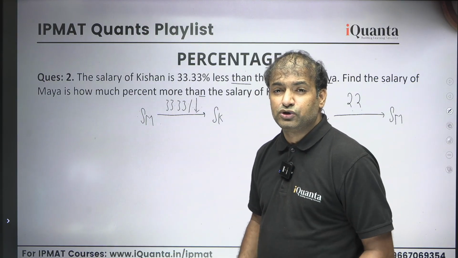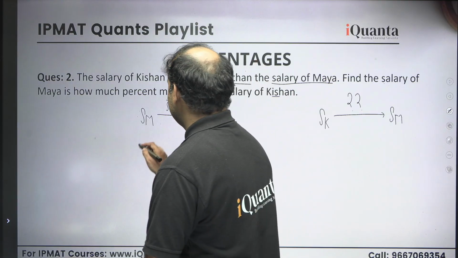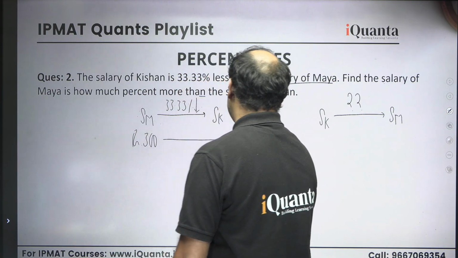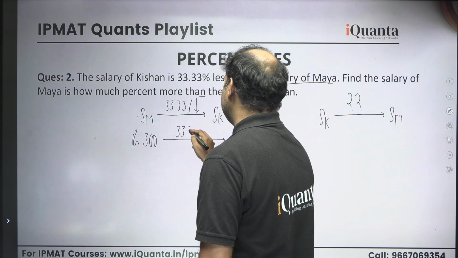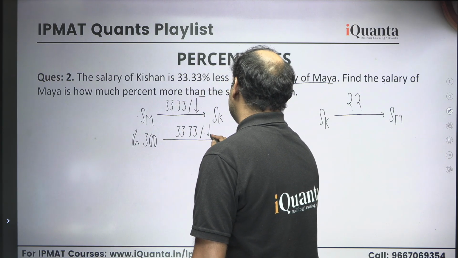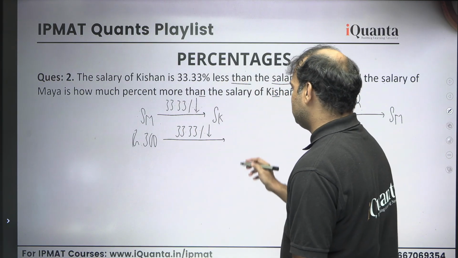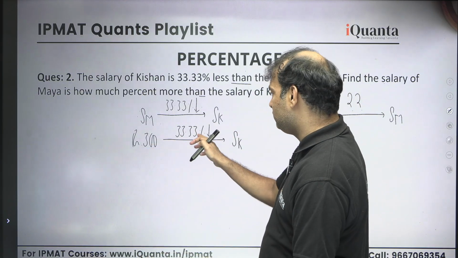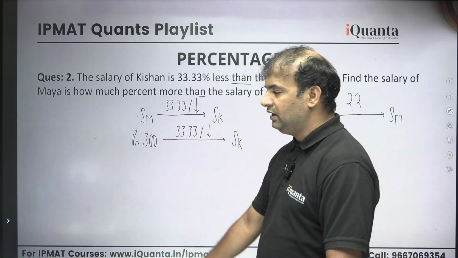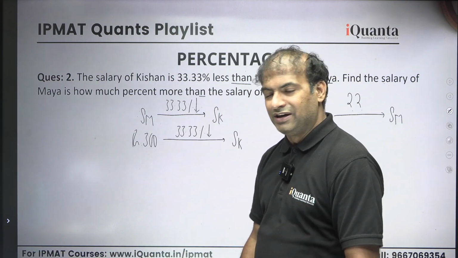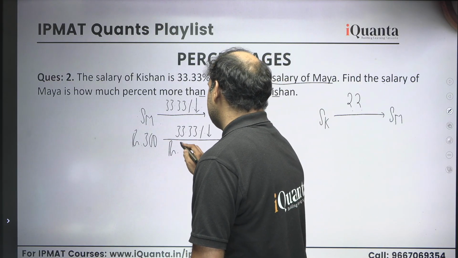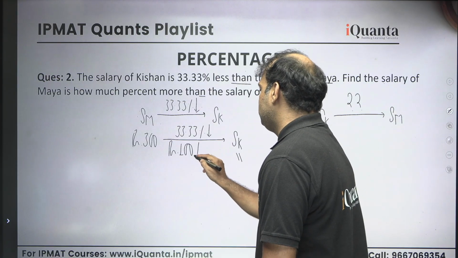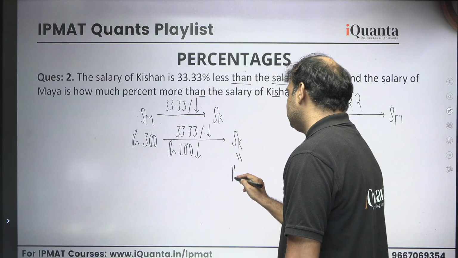The best assumption can be 300, right? So let's take the salary of Maya as 300, all right? This is being decreased by 33.33% to get the salary of Kishan. So what is 33.33% of 300? 33.33% is 1 upon 3. 1 upon 3 of 300 is 100, right? So it decreases by 100, that means the salary of Kishan should be how much? 300 decreased by 100 should be 200.